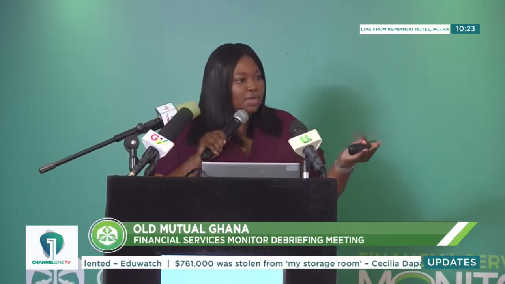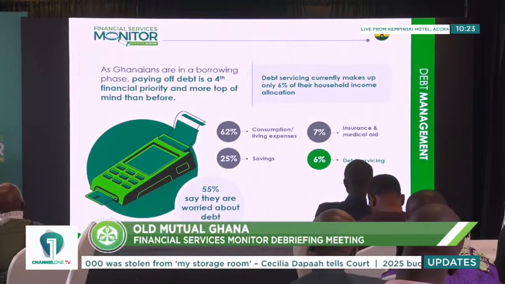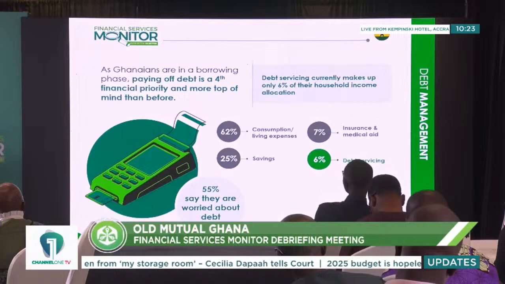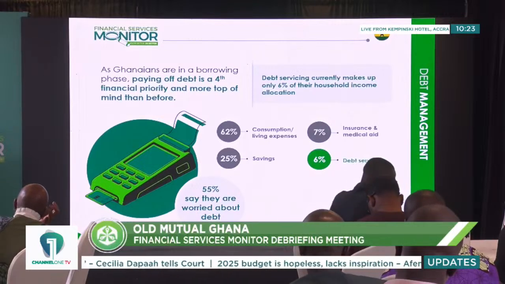What is concerning is that when we look at the priority level, paying debt is the 4th level priority for people when it comes to their finances. But when you follow the trail of their money, only 6% of household income is allocated to paying and servicing debt. So while people are very aware that they are in a debt cycle or debt spiral in certain cases, they're not paying. And I see people nodding their heads.